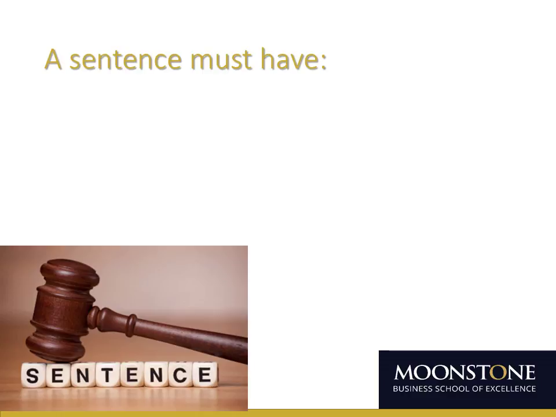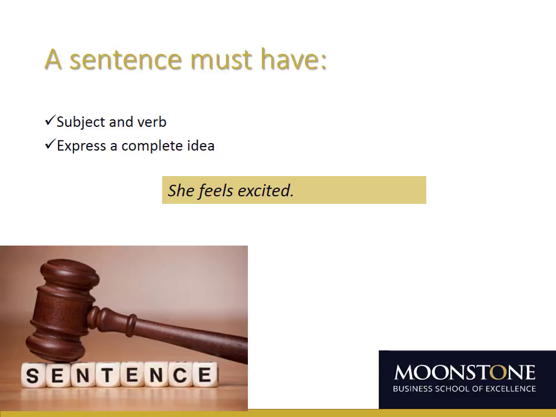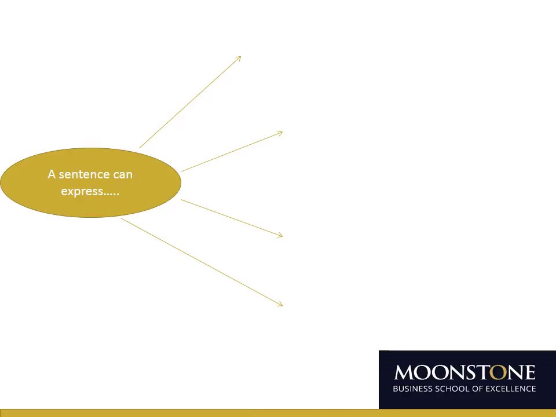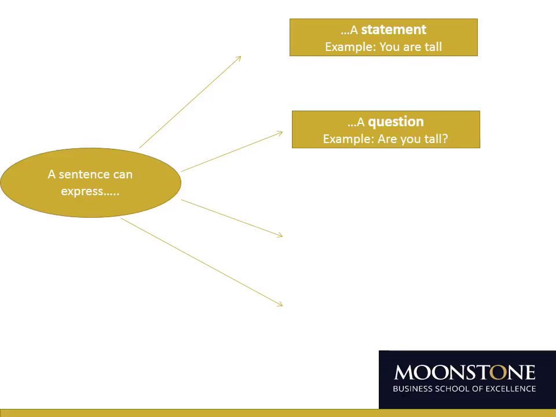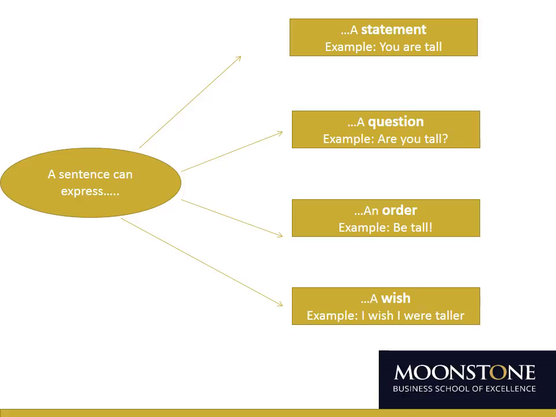Clearly written, complete sentences require key information: a subject, a verb, and a complete idea. A sentence must have a subject and a verb. A sentence can express a statement, for example, "You are tall." Or a sentence can express a question, "Are you tall?" A sentence can also express an order, "Be tall." Or a sentence can express a wish. Example, "I wish I were taller."